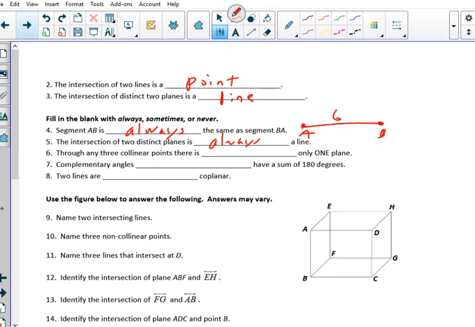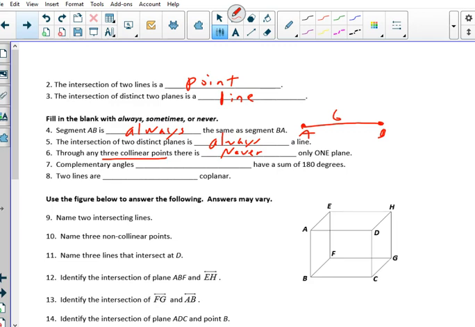Okay. Number 6. Through any three collinear points, there is never only one plane. That's a tricky one to say never to, because there is going to be a plane surrounding that line, but in the fact of naming it, we don't use three collinear points. So that's a tricky one. The main thing you want to get out of this one is three collinear points do not name a plane. They name a line, but not a plane.